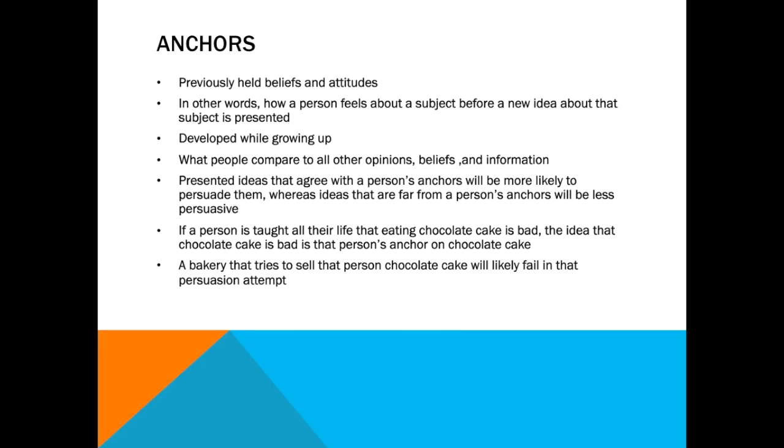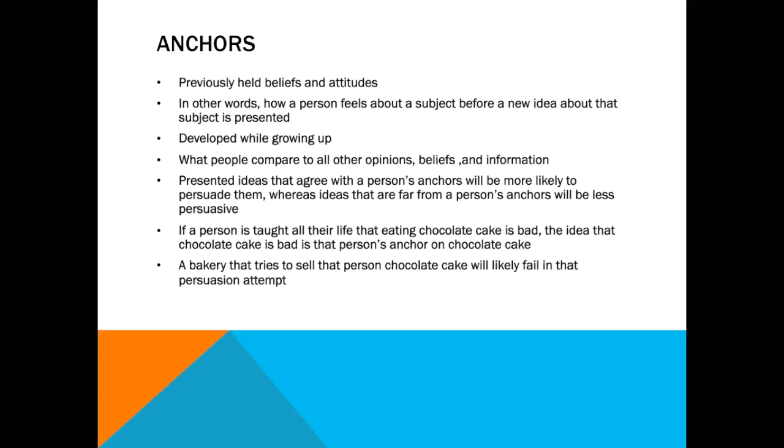Alright, anchors, the first one. Anchors are previously held beliefs and attitudes. In other words, it's how a person feels about a subject before a new idea about that subject is presented. Of course, people develop anchors while they're growing up. They pretty much get ideas about things based on what they see growing up and what they learn about it and all that good stuff. They're what people compare to all other opinions, beliefs, and information, whether it's about a specific subject or whatever it is.